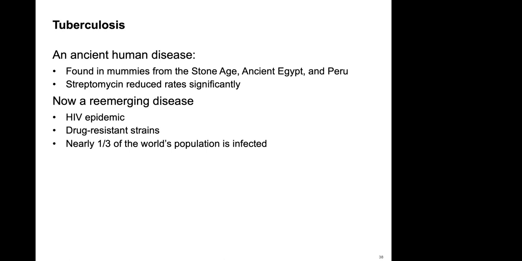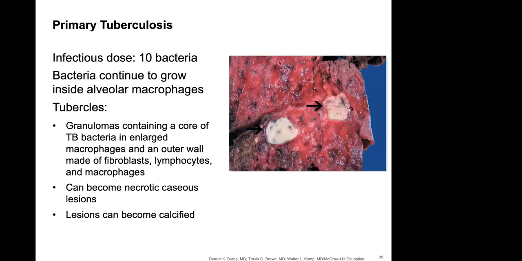The HIV epidemic has unfortunately led to a bit of a balloon of TB infections, and nearly 1/3 of the world's population is infected with TB. I would say pre-COVID, this is probably the most infectious human disease on the planet. It'd be interesting to compare the numbers of COVID to the numbers of TB to see if COVID has now surpassed that.